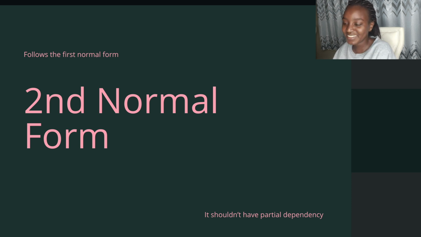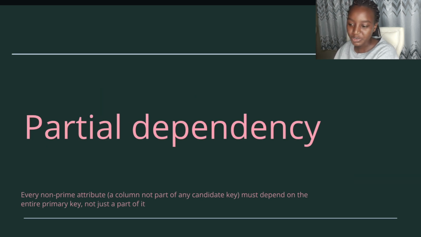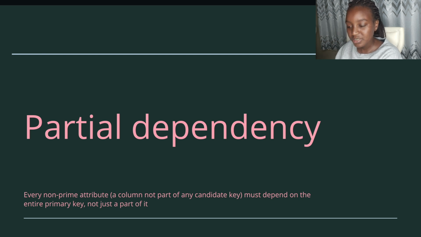Think about the bridge. And then the next thing is it shouldn't have partial dependency. So what do we mean when we say partial dependency? Partial dependency is for every non-prime attribute. These are the columns that are not part of the primary key. They must depend on the entire primary key and not just part of it.